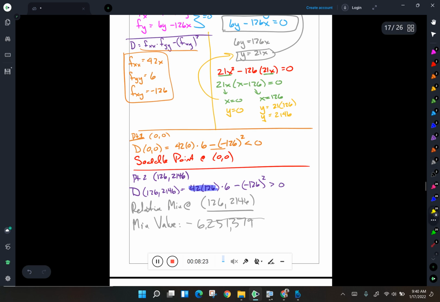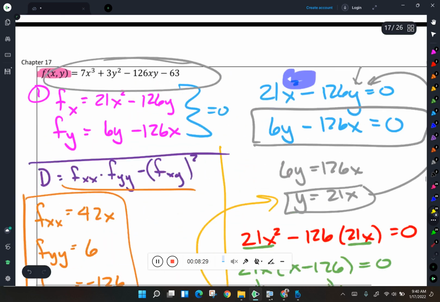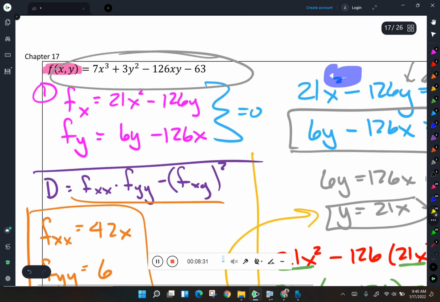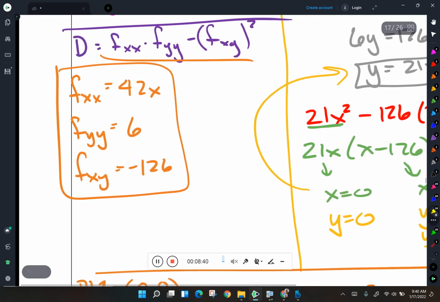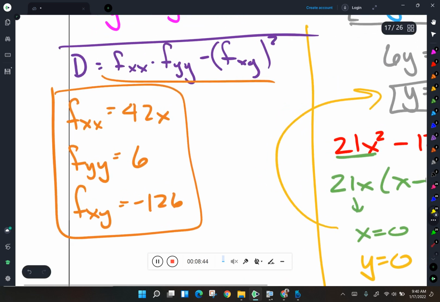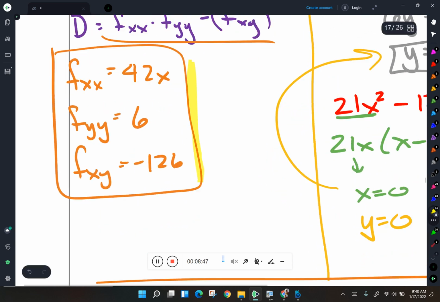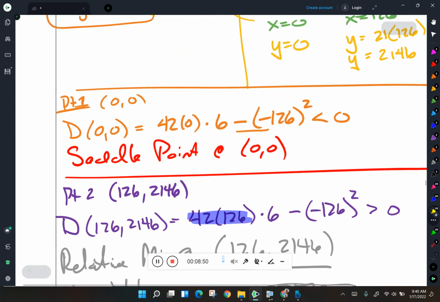Focus on the process. The process is finding minimums, finding maximums. How do we do it? We find the first partials, make a system, set it equal to 0, solve it. That gives us candidate points. In this case, it gave us 2 candidate points. Right? Once we have our candidate points, we then find the value of the discriminant. So find those second partials, plug in your candidate point, see what you get. Compare it to the rules. Is it greater than 0? Is it less than 0?